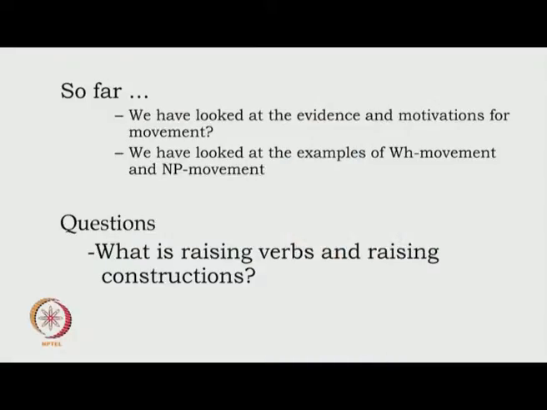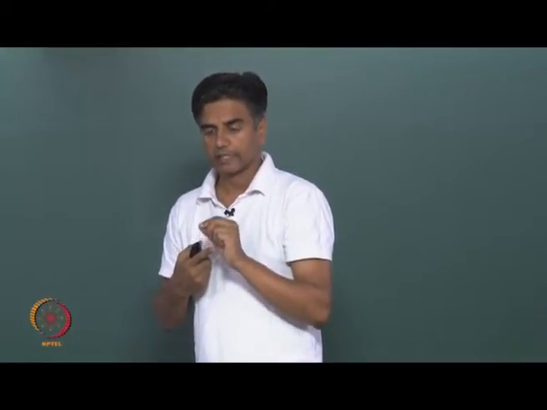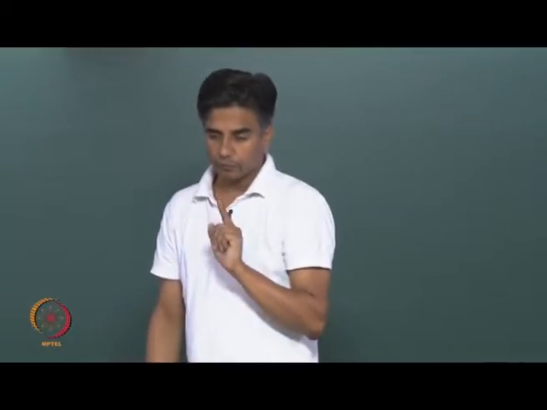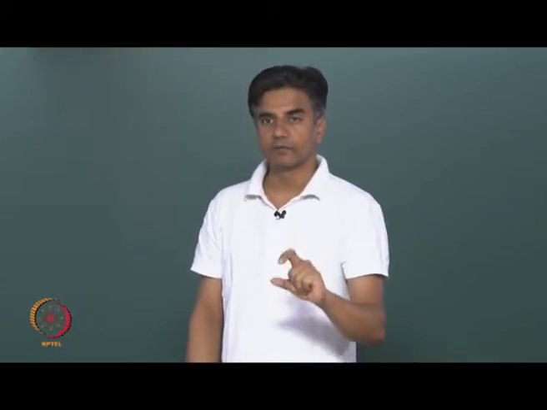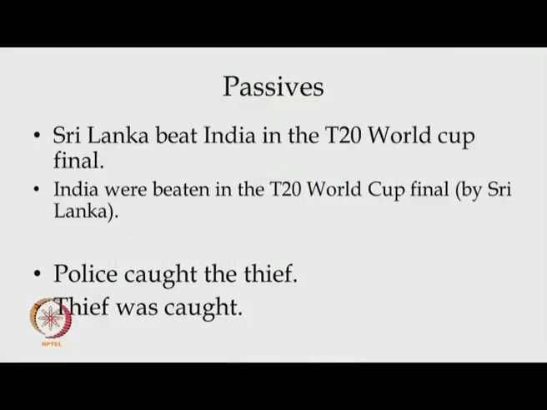So as I told you, we have seen so far the evidence and motivation both for this kind of movement. And so far we have looked at examples from WH movement and NP movement. We are going to talk a little bit more about NP movement, and then we will look at raising constructions, which are also known as raising verbs. Okay? So, we started looking at passives and active sets of sentences with these examples, and we saw that sentences like Sri Lanka beat India in T20 World Cup final is an active sentence, police caught the thief is an active sentence, whereas India were beaten in the T20 World Cup final is a passive sentence and thief was caught is a passive sentence.